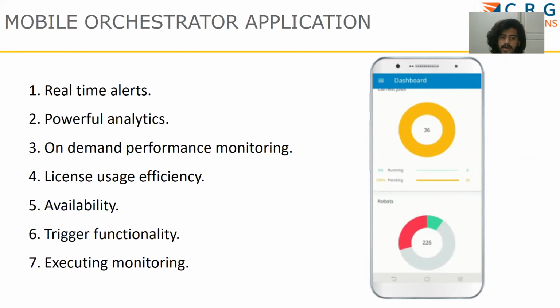You can handle licenses and usage efficiency. Also, you can see the availability of robots: which robot is currently in progress, which is available right now, and which is busy. You can also trigger a functionality, utilize the scheduler in mobile orchestrator, and at the end, execute and monitor all the processes which are going on in your orchestrator.